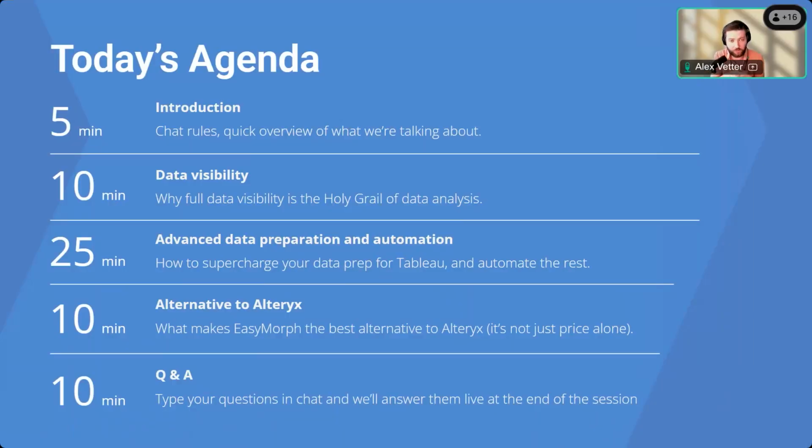Today we'll briefly go over a quick overview of what we're talking about. We'll start with about 10 minutes for data visibility and why it's the holy grail of data analysis. And then we'll go into how you can actually use advanced data prep for Tableau and how to automate everything using EasyMorph. Finally, we'll talk about what makes EasyMorph a really good alternative to Alteryx. A lot of people who we talked to at the conference use Alteryx, and maybe some of them are switching over to EasyMorph. Had a lot of good conversations. At the end, we'll open up to Q&A where you can ask questions, and throughout the webinar, we recommend you place your questions in chat, and we'll get to them at the end.